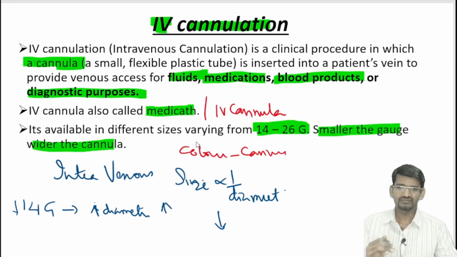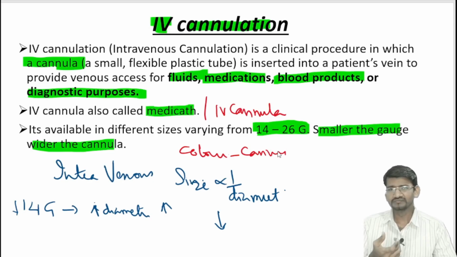So as the size number of the cannula gets smaller, the diameter of the cannula increases. Smaller the size, bigger the cannula. So remember that general thing: smaller the size, bigger the cannula. The 26 gauge cannula has a very small, decreased diameter, so it is especially used in the case of pediatrics.